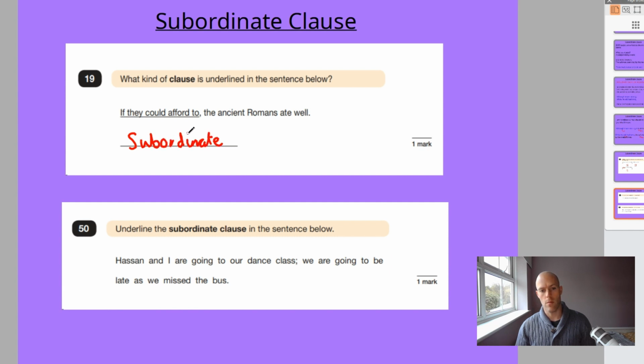Less important. Wouldn't stand on its own. But if we look at the other part of the sentence and the other clause, the ancient Romans ate well, that's a main clause. You could just tell someone that. One mark, well done me.